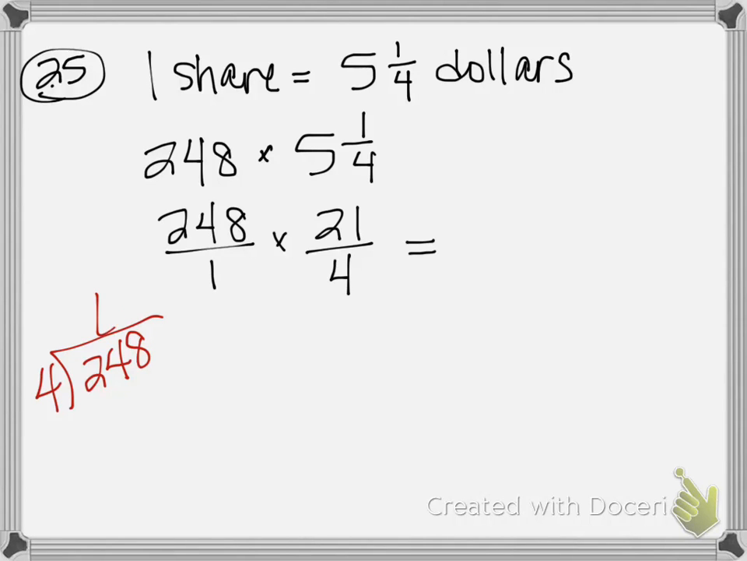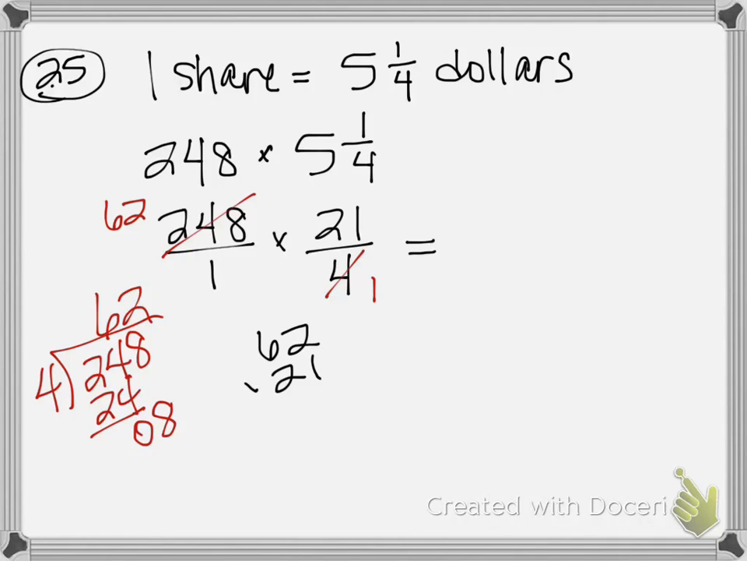So I'm going to come over here off to the side and just see how many times that happens. 4 goes into 24 6 times. And 4 goes into 8 twice, so it looks like 62. So 4 goes into 4 once, and 4 goes into 248 62 times. So now I have a denominator of 1, so I essentially don't have a denominator anymore. And now I just have 62 times 21.